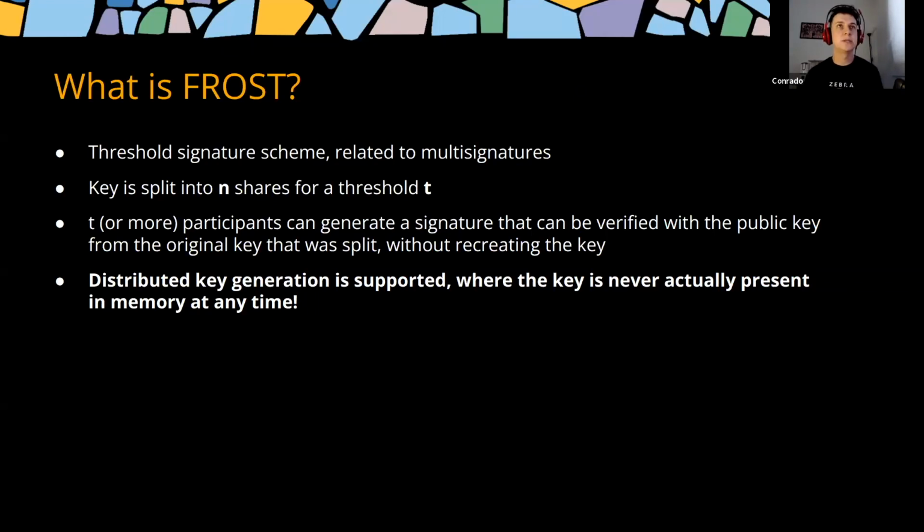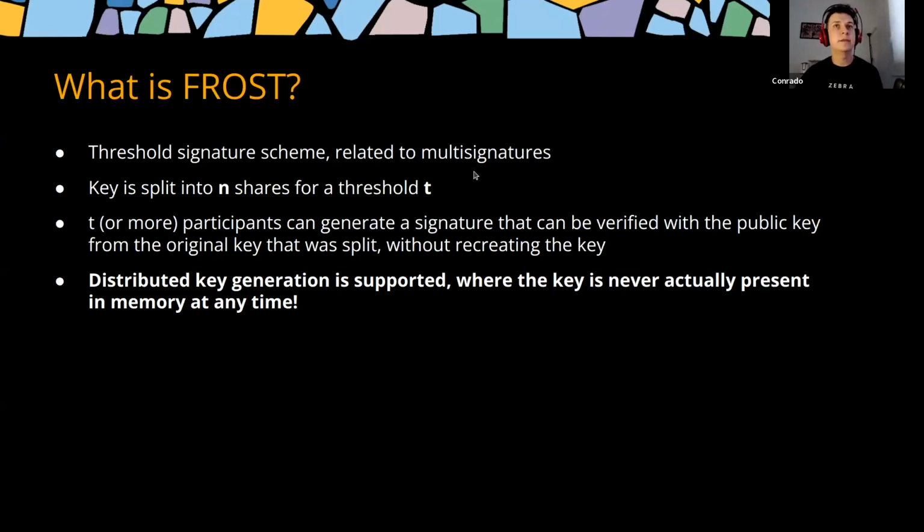Frost is a threshold signature scheme, and it's related to multi-sigs. I think a lot of people must have heard about those. But the goal here is, instead of having a single key that a single person has that signs things, in the context of Zcash, the signing procedure is what makes you able to authorize a transaction, to spend Zcash. So instead of having a single key, you have multiple shares of the same key.